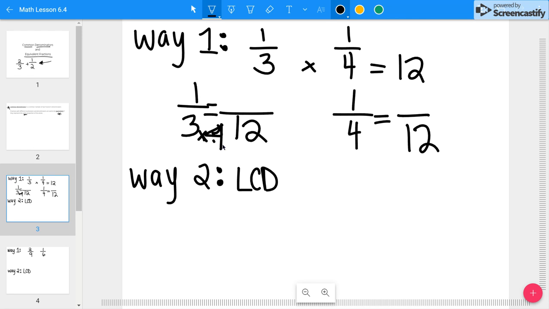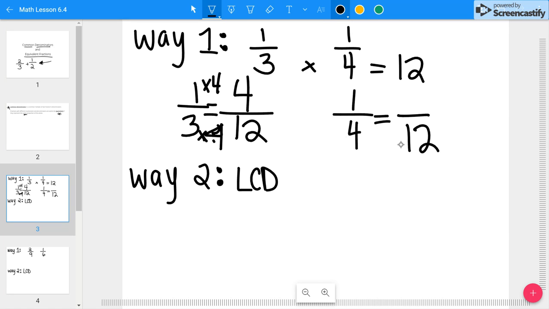So what I do to the bottom, I need to do the exact same thing to the top. I'm going to do 1 times 4 to give me my numerator, which is 4. So my equivalent fraction is 4/12. So 1/3 is the same thing as saying 4/12. Now we need to do the other side.